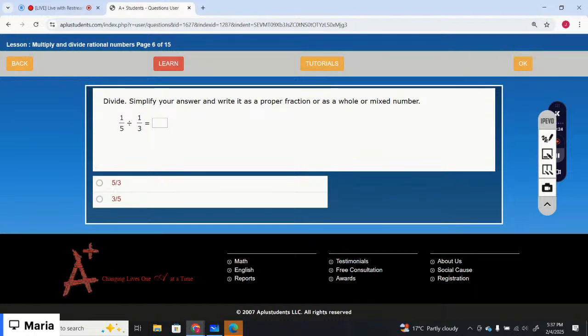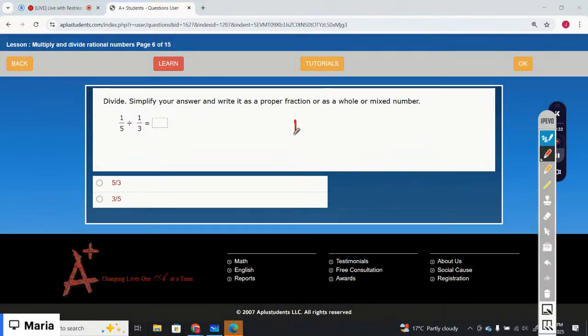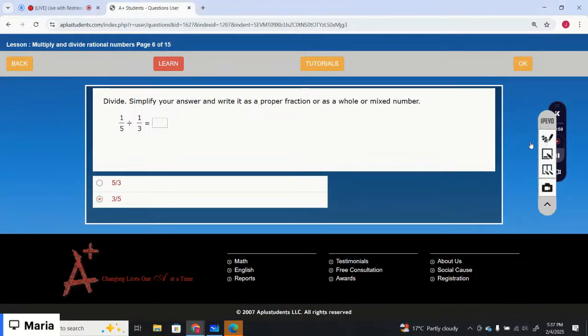One by 5 divided by 1 by 3. You have to convert the division sign to multiplication, and then take the reciprocal of the term after the division sign. So 3 times 1 is 3 and 5 times 1 is 5. So that is 3 by 5. The correct option is 3 by 5. Option number 2 is the correct option.